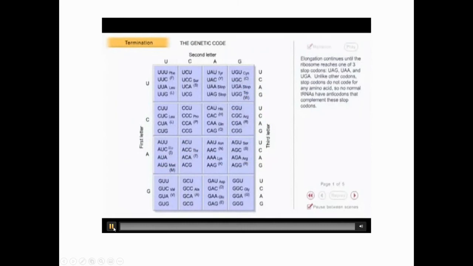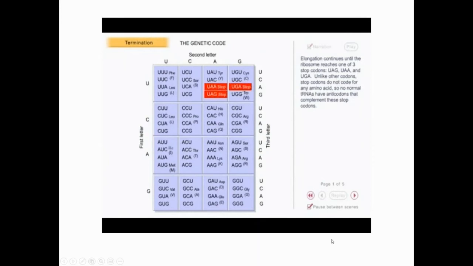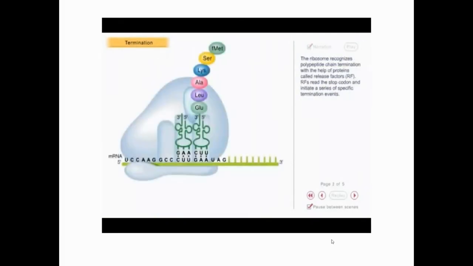And then termination. Elongation continues until the ribosome reaches one of 3 stop codons: UAG, UAA, and UGA. Unlike other codons, stop codons do not code for any amino acid, so no normal tRNAs have anticodons that complement these stop codons. The ribosome recognizes polypeptide chain termination with the help of proteins called release factors. RFs read the stop codon and initiate a series of specific termination events.